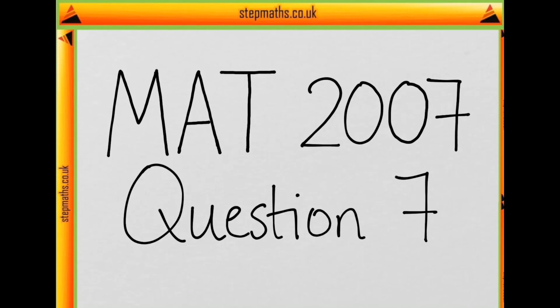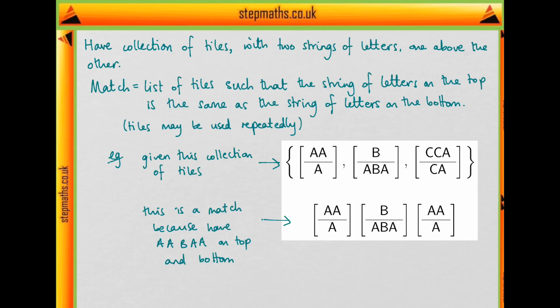Hi, so I'm going to go through question 7 on Math 2007. In this question, we are given collections of tiles, each of which contain two strings of letters, one on the top and one on the bottom. And a match is a list of tiles from the collection we're given, which have the same string of letters on the top as on the bottom.